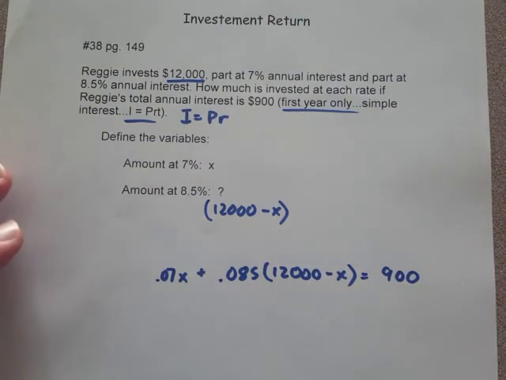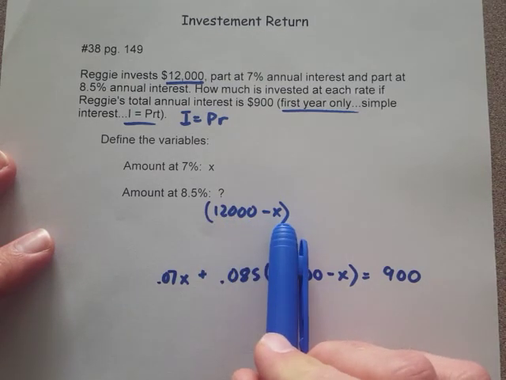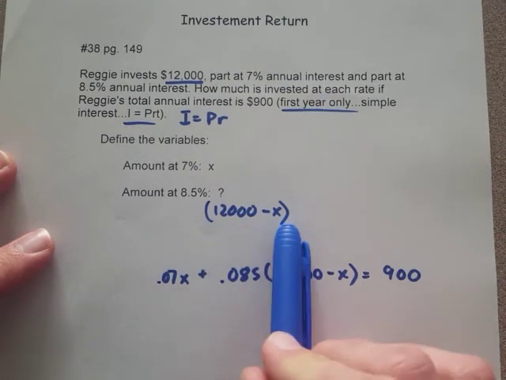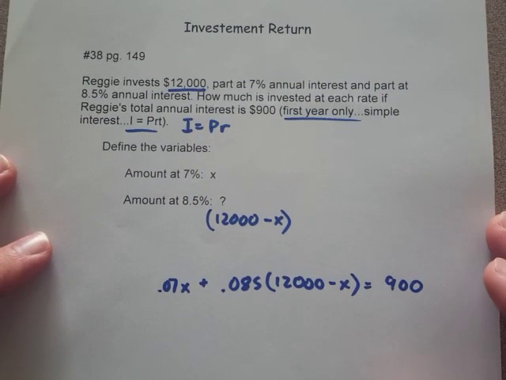There will be a lot of problems in this section that are set up in that way, where the variable for the second one is just the total minus the first one. So watch for that one. It'll come up a couple of times.